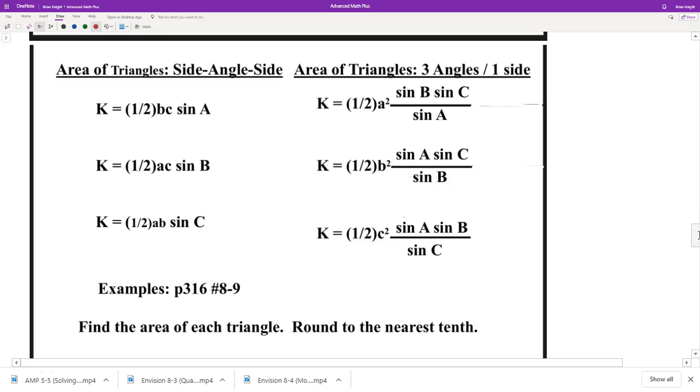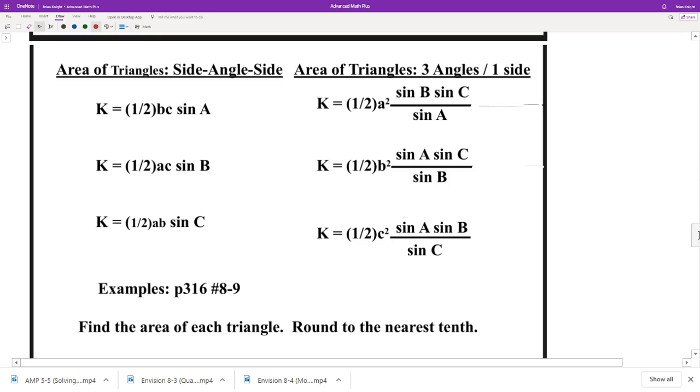Same thing here, okay? So what's that mean in letter way? That means you're going to have one of each letter. If you have side B and C, you have angle A. If you have side A and C, you have angle B. If you have side A and B, you have angle C, okay? So the formula is 1/2 the 2 sides times the sine of the angle. You just have to make sure you have one of each letter. Does that make sense? Okay.